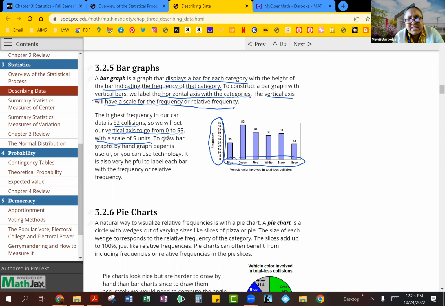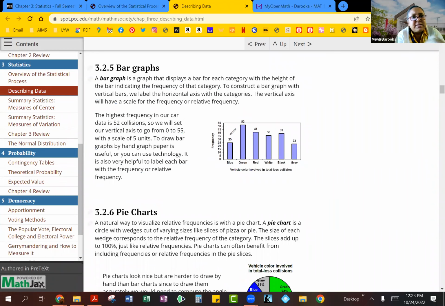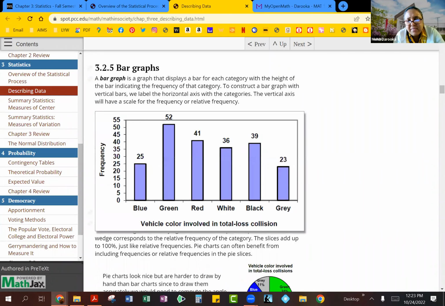So you can obviously draw bar graphs by hand, but you can also use technology. And never ever turn in a graph, guys, without any labels, without any title. So make sure you always put labels. You put a title, so you can see in this graph over here. Let's make this guy bigger. You'll see they've given us a title. So that's the vehicle color involved in total loss collision.